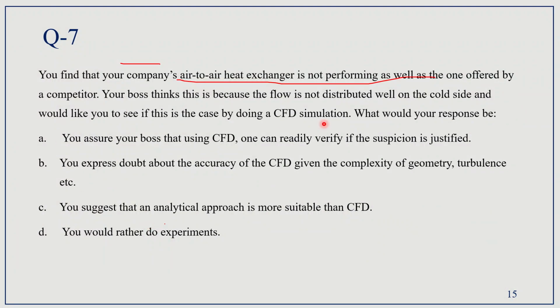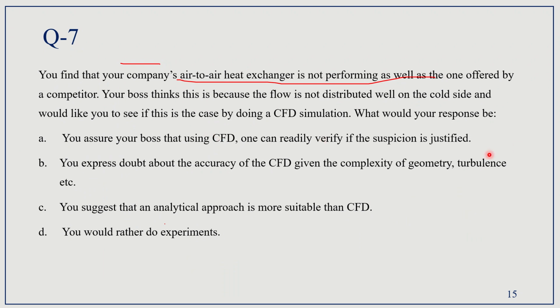So the first option says you assure your boss that using CFD one can readily verify if the suspicion is justified. This is true because it is an air-to-air heat exchanger. So we can just study it using CFD, and we can see whether the flow is distributed well on the cold side or not by doing CFD simulations, which is pretty much doable. So we can assure our boss that using CFD we can easily verify if the suspicion is justified.